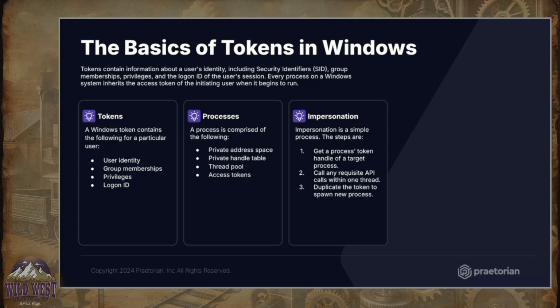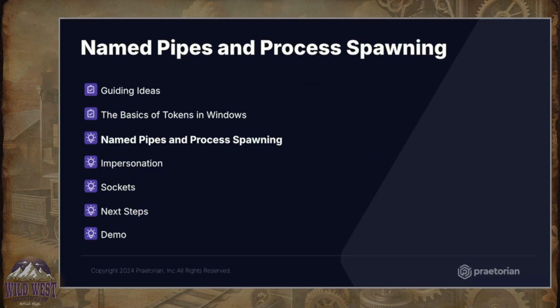If we, of course, have the impersonator privilege enabled, we can use that token handle to impersonate the user with that token and call any requisite API calls within the context of one thread. If we want to execute arbitrary commands in the underlying operating system, that unfortunately involves spawning a new thread. So what we'll have to do is duplicate the token and spawn a process that will execute commands on our behalf. I'll discuss what that means in the next slide.